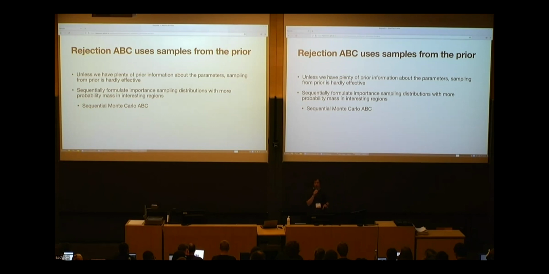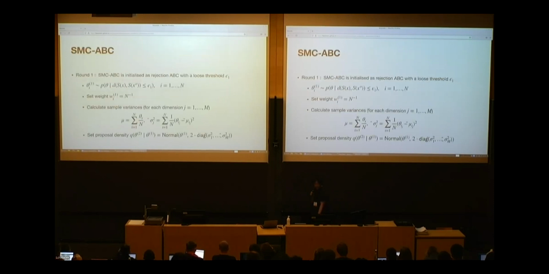So there are different approaches on dealing with this, and the first and simplest ones are based on importance sampling. So sequential Monte Carlo methods, they sequentially construct importance sampling distributions so that you gradually get closer and closer to the posterior distribution. So your sampling distribution gets closer and closer to the posterior distribution, and that is much more efficient than sampling from the prior. But basically, SMC-ABC is nothing but running rejection ABC multiple rounds.